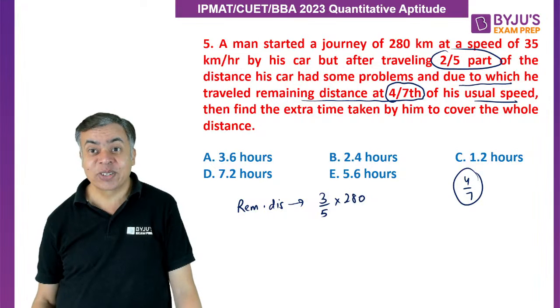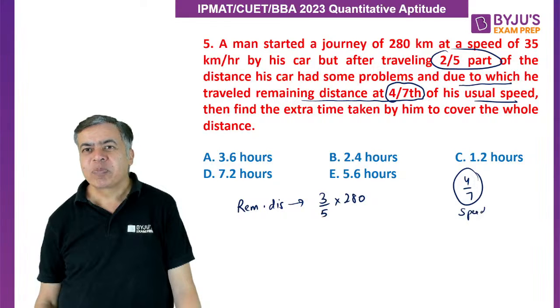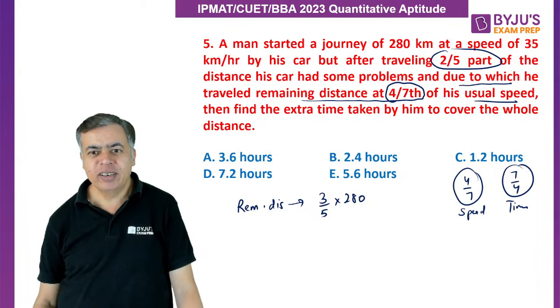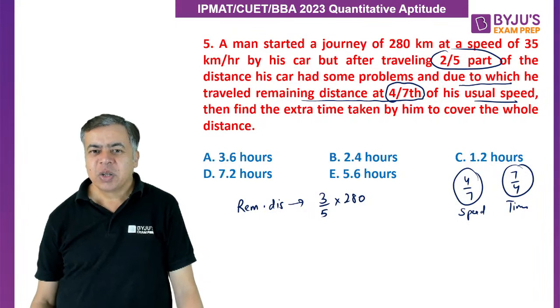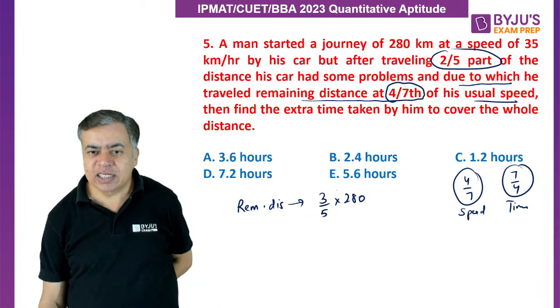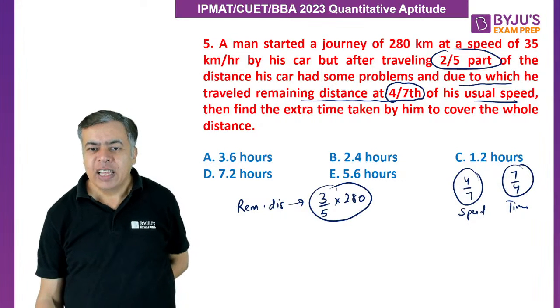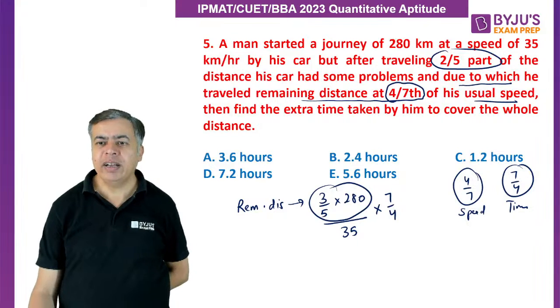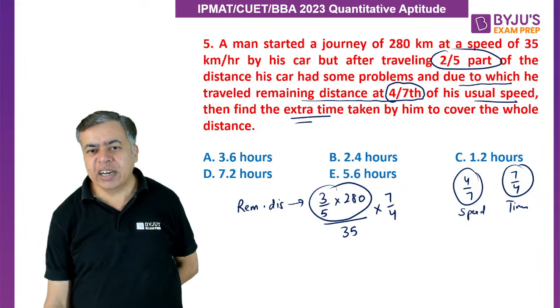That's a nice question. 4/7 of the speed, so the time taken must become 7 by 4, inverse proportion. So this distance at 35 speed is the time taken, but now the time taken must become 7 by 4. But he is just talking about the extra time.